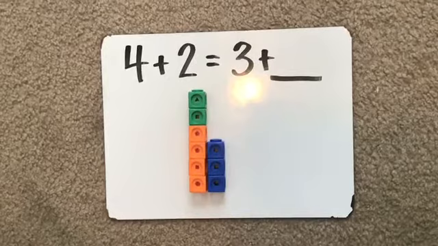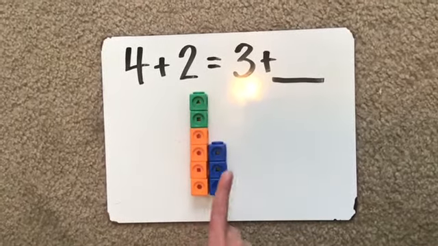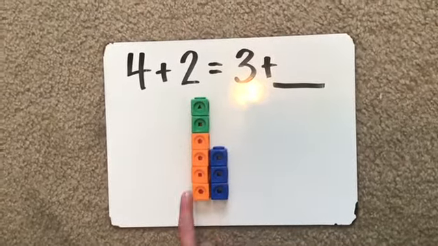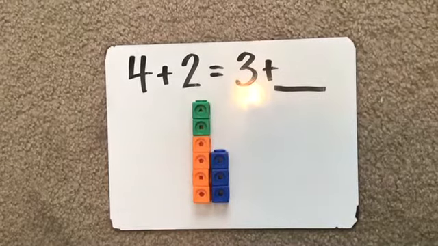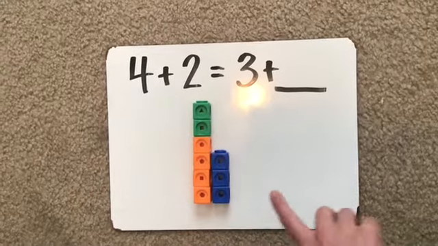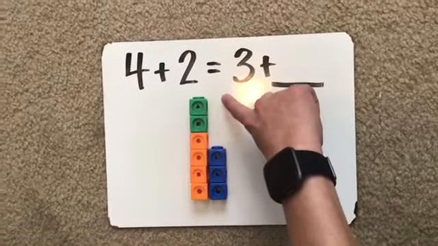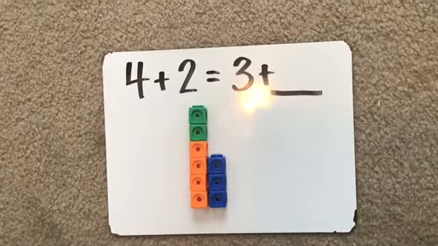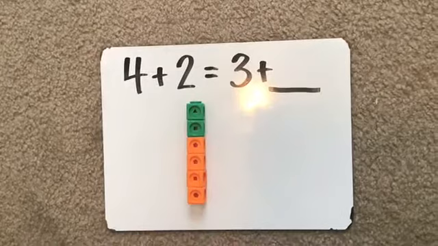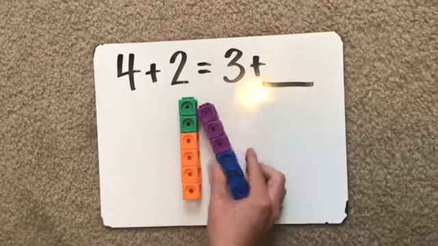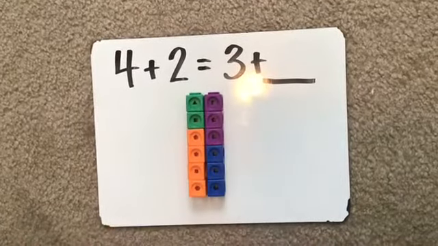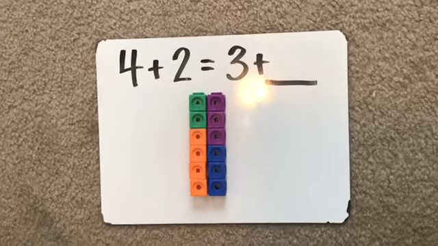Look at the cubes. How many more cubes do I need to add to this side to get the same amount, or the equal amount, on both sides? Let's count on from 3. 1, 2, 3, 4, 5, 6. I counted on 3 more cubes. Now they are equal. I have 6 on both sides.